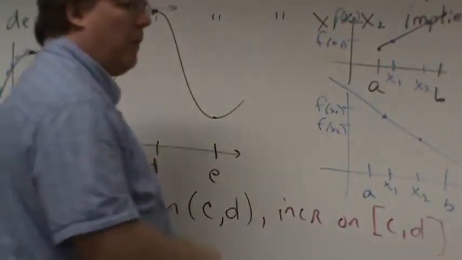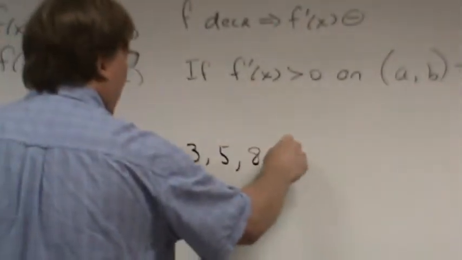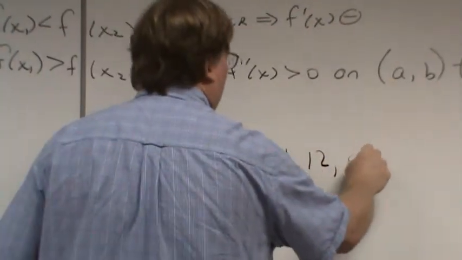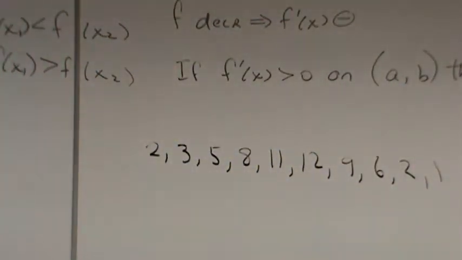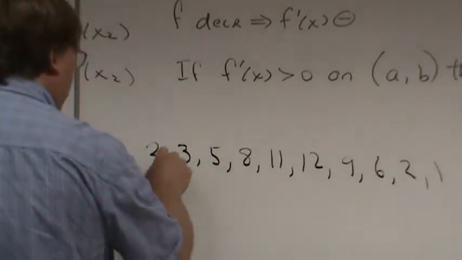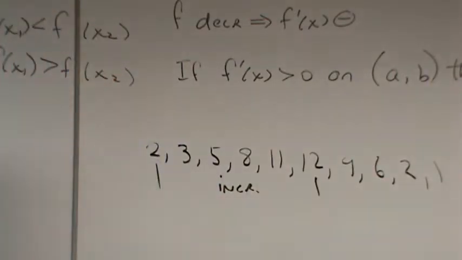Imagine I had a list of numbers. Imagine the list went like this: 2, 3, 5, 8, 11, 12, 9, 6, 2, 1. Let's say that was my list of numbers. And I asked, for which numbers is that list increasing? For which numbers is that list getting bigger and bigger? Between 2 and 12? Yeah, 2 to 12, right? It's increasing from 2 to 12, okay? And then if I asked you, for which numbers is that list decreasing, what would you say? Yeah, 12 to 1.